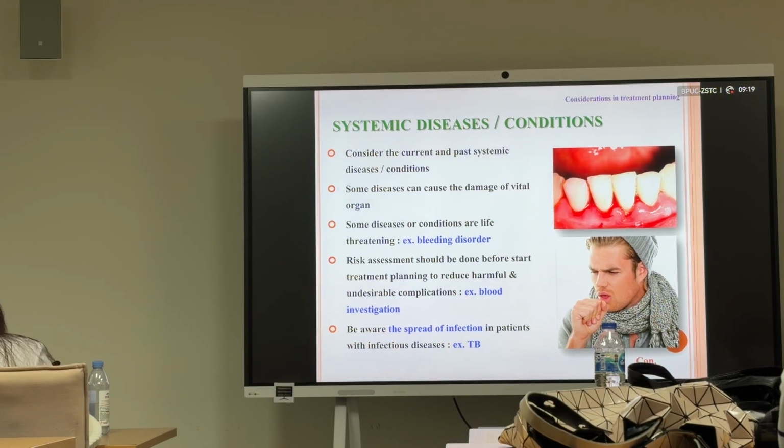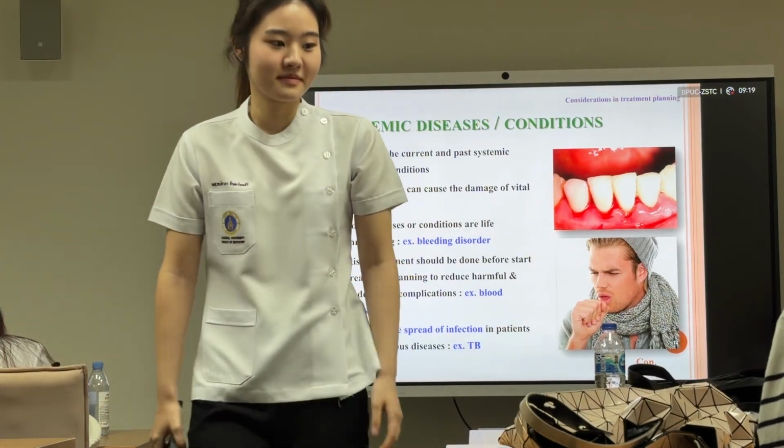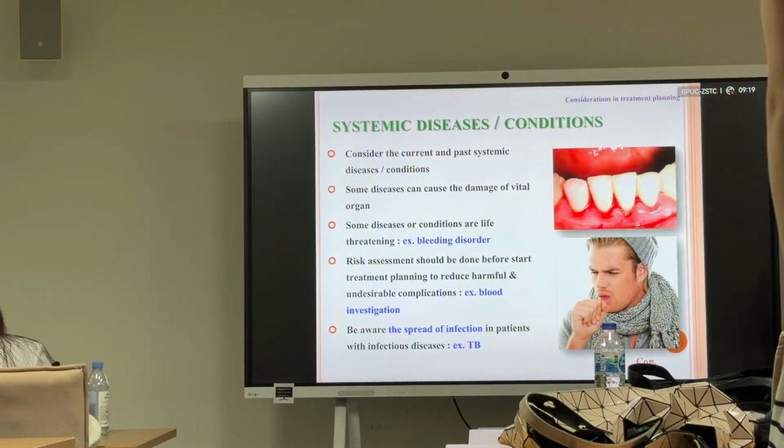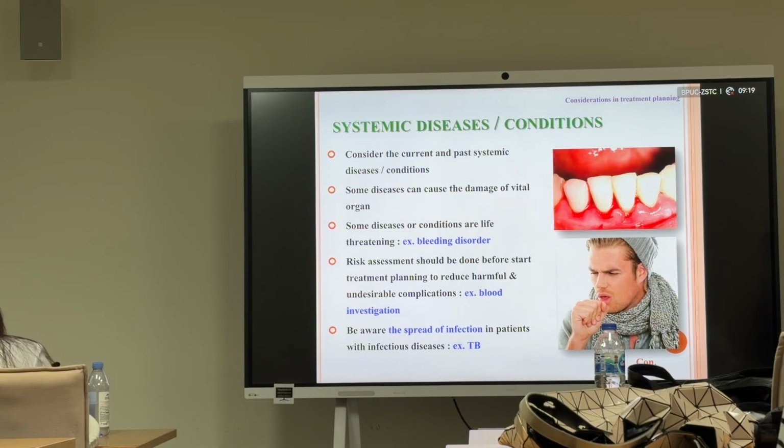For example, blood investigation. We are the dentist, we are the doctor, we have the power or ability to ask the patient or send the patient to have a blood investigation, or ask for a health checkup result, or consult with the physician first before starting dental treatment. And be aware of the spread of infection in patients with infectious disease, for example TB. Maybe they are coughing, so be aware whether they have TB or not.